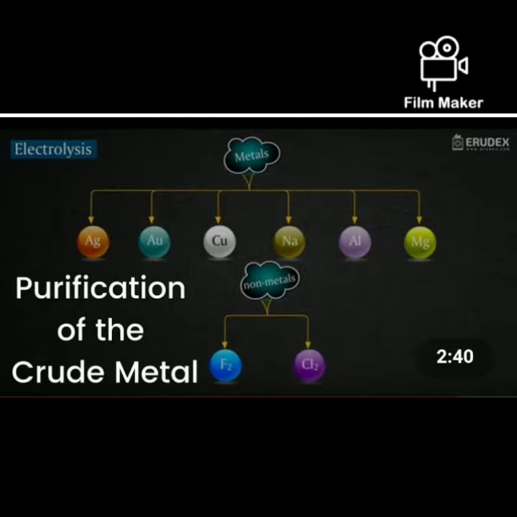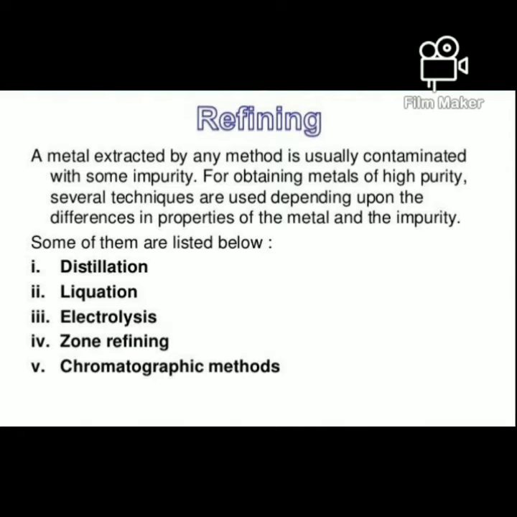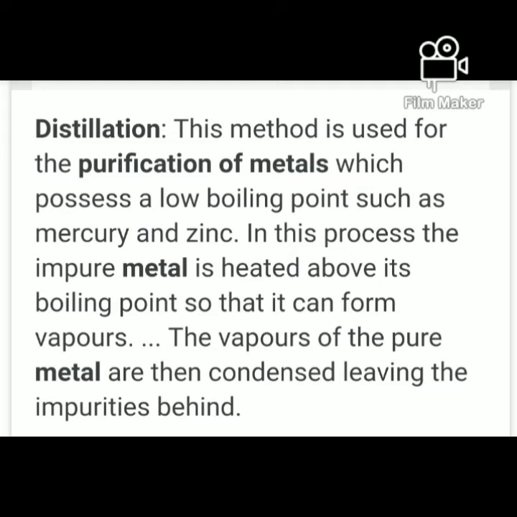We are going to do the last topic of this chapter. First is refining, or methods of purification. A metal that is extracted by different methods still contains impurities. So for obtaining a metal of high purity, there are other techniques that we use to separate the metal from the impurities. The first method is distillation.